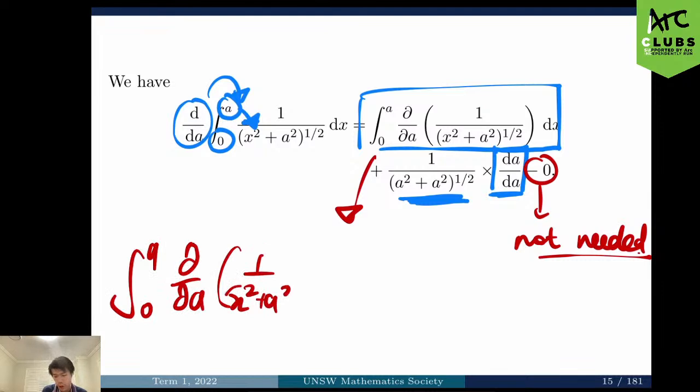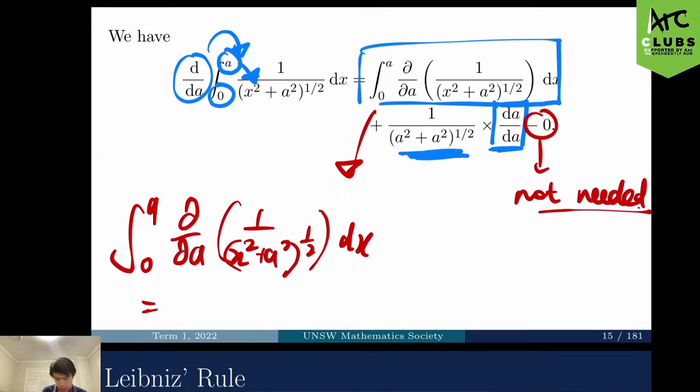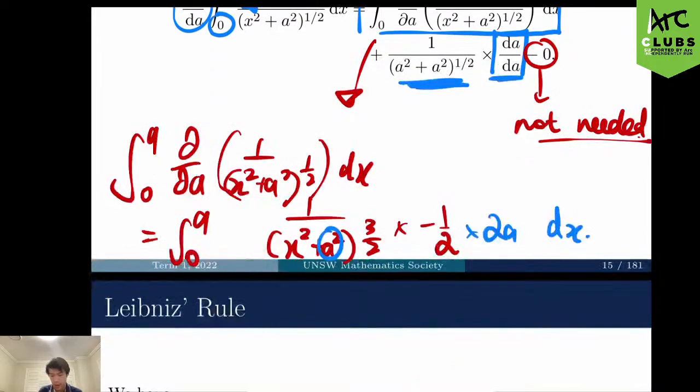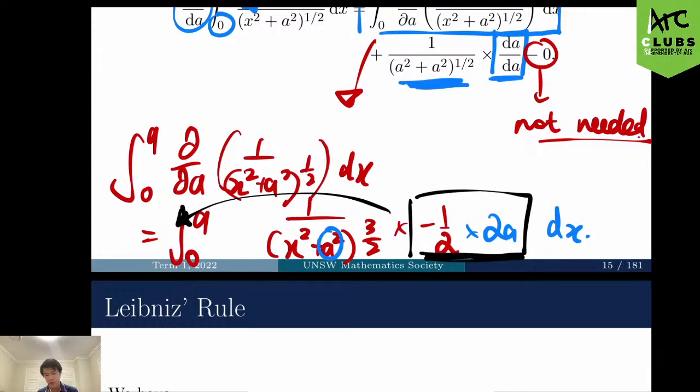Well, just remember how partial differentiation works. Basically treat x as a constant. So we've got 1 on (x squared plus a squared) to the 3/2, times minus 1/2. And then you multiply by the derivative of a squared, so times 2a. Right, and the awesome thing about this is all of this is a constant with respect to x. So we can actually take this out. And that's what we'll do on the next slide.